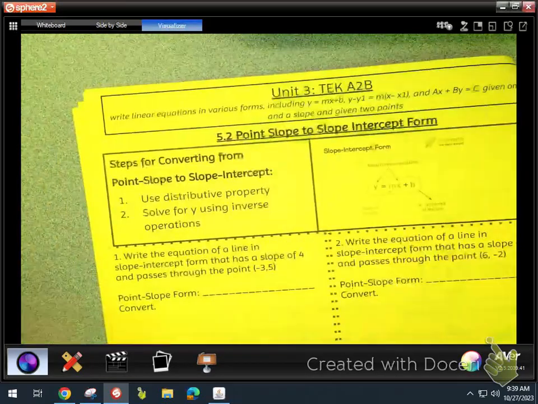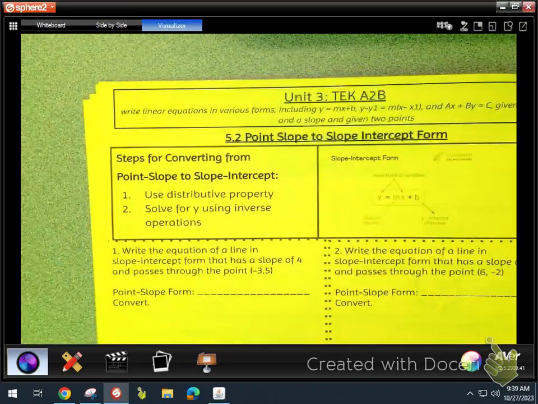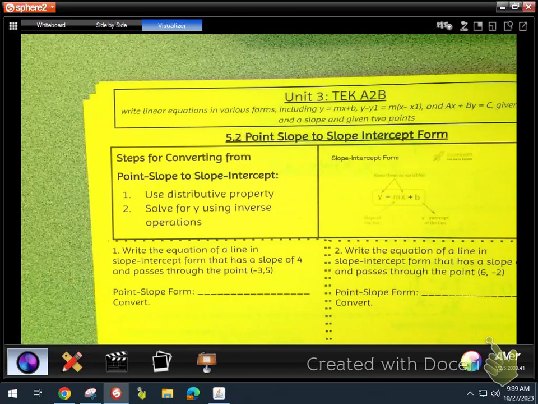Back to your notes. Page 6. Go to page 6. Again, I don't think this is going to take forever because it's an extension.